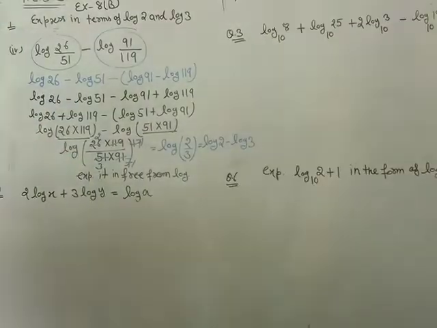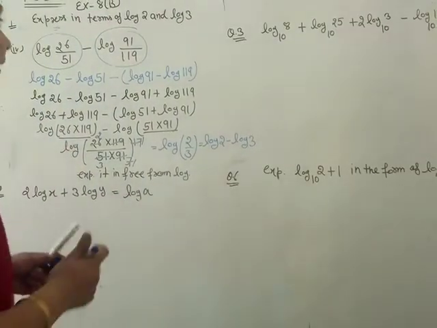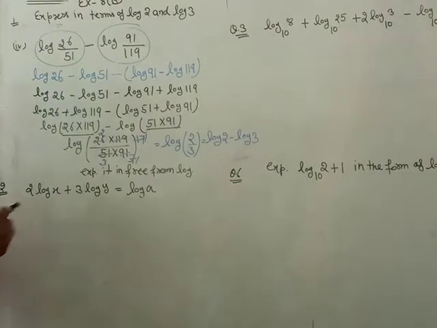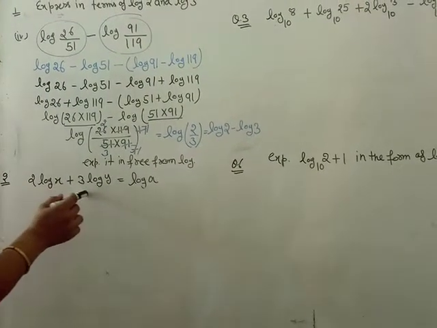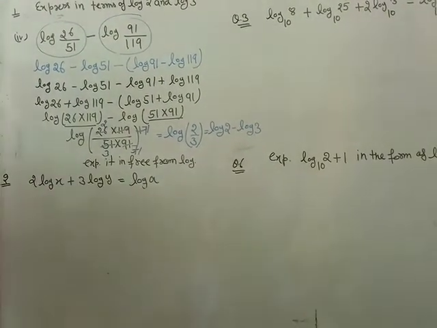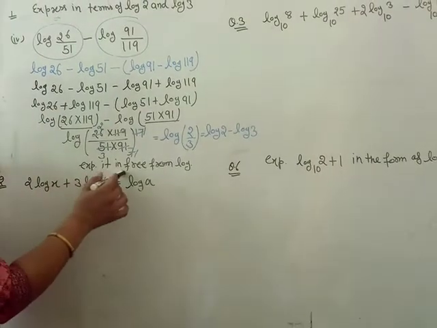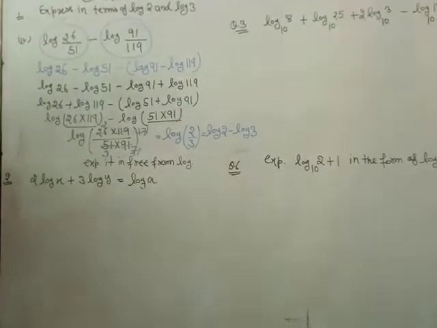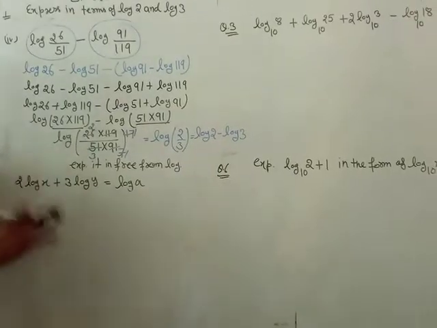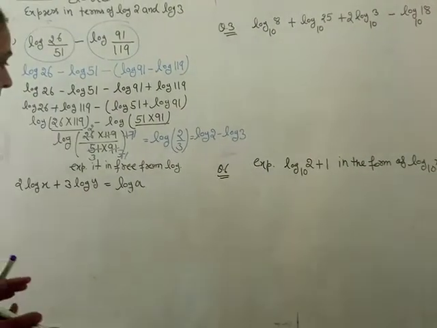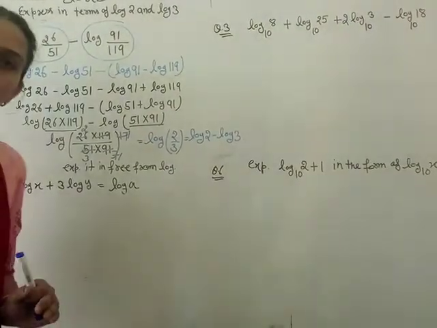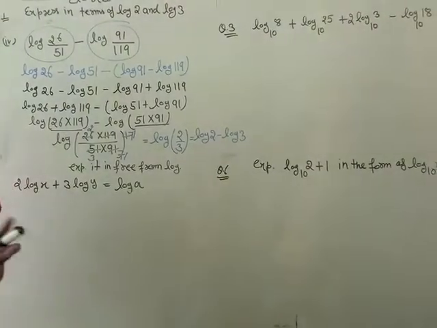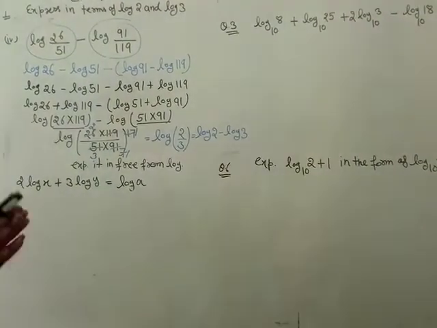Okay, then question number two: 2 log x plus 3 log y equals log a. Express it in a form free from logarithm. That means when we find the answer, there is no log in it. The answer is free from logarithm.